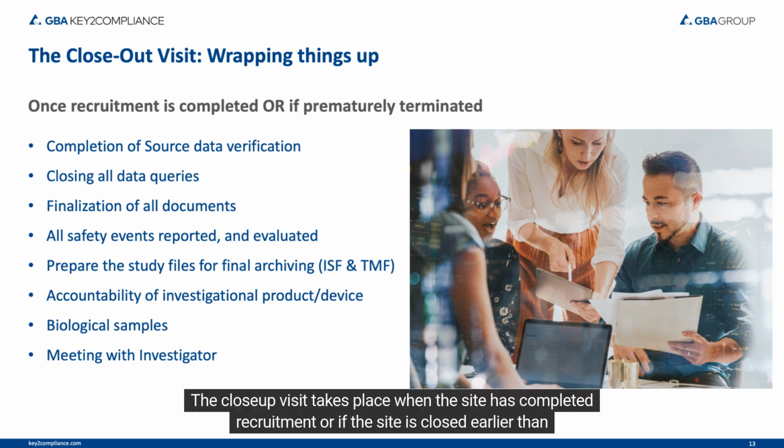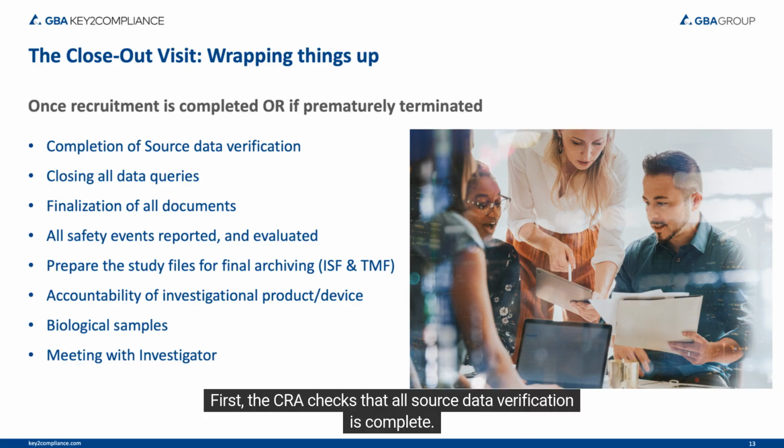The close-up visit takes place when the site has completed recruitment, or if the site is closed earlier than planned. First, the CRA checks that all source data verification is complete. Then, any missing documents are tracked down and finalized. All safety events need to be documented, evaluated, and reported. If anything is still ongoing, it should be clearly marked for follow-up.